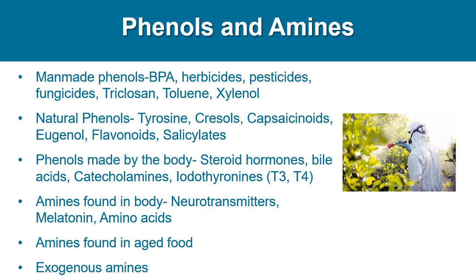So you can go through here and see different things that they're involved in or found in. And then the amines are also found in the body: neurotransmitters, melatonin, amino acids. They're also found in aged food, and there are also exogenous amines found in different things. For example, they're used to make Tylenol, which is acetaminophen, and blue dye. There are also some found in antifreeze, and emulsifiers in many household products, even ice cream.